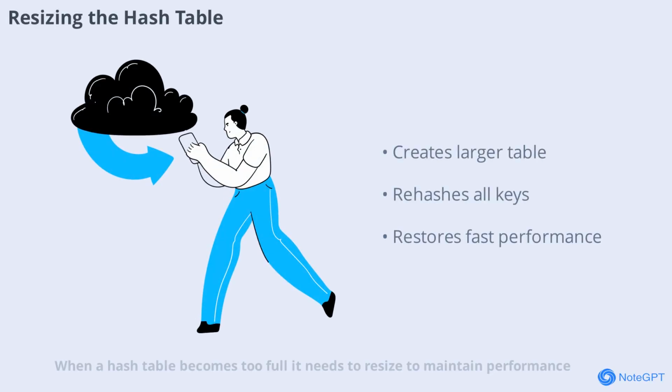When a hash table becomes too full, it needs to resize to maintain performance. Resizing usually means creating a new, larger table and rehashing all the existing keys. This process can be time-consuming, but it only happens occasionally. Once the table is resized, operations return to their usual fast speed. Resizing is an important part of keeping hash tables efficient, especially as the amount of data grows.